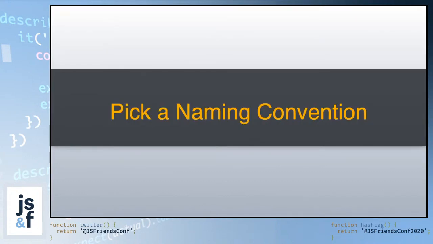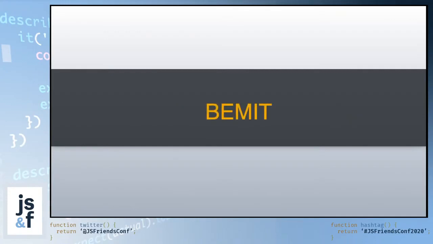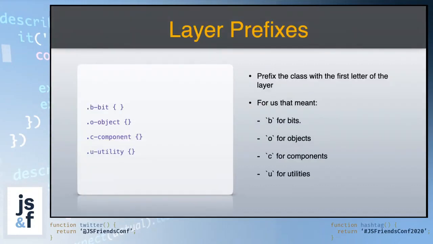So another strategy to consider is really picking a naming convention. If you're not using a CSS-in-JS approach, you are going to have to pick a way so that your developers are able to easily understand what the classes are doing. As an example of this, I'm going to reference BEMIT. BEMIT is a combination of BEM, block element modifier, with some ITCSS prefixes and media query suffixes. This was another creation by Harry Roberts to create a more consistent naming convention for those that would follow the ITCSS model. For layer prefixes, it's usually something as simple as adding the first letter of the layer to the beginning of the class. So for us, that meant B for bits, O for object, C for component, or U for utility.